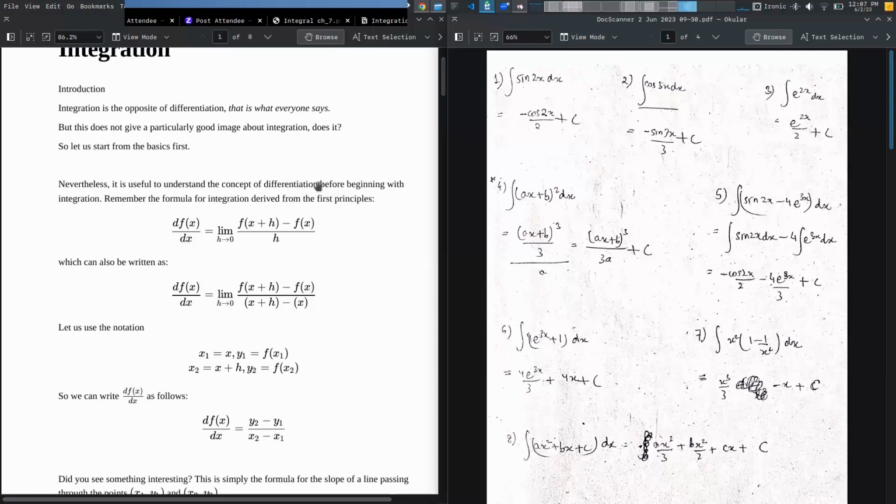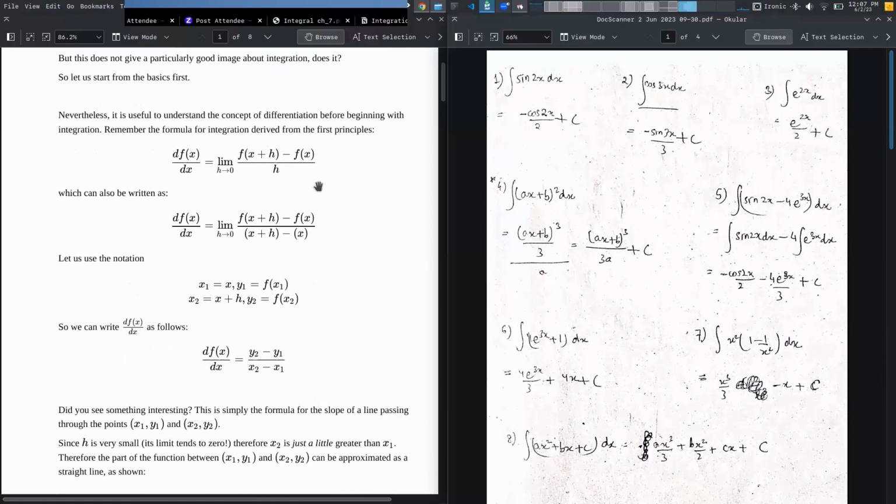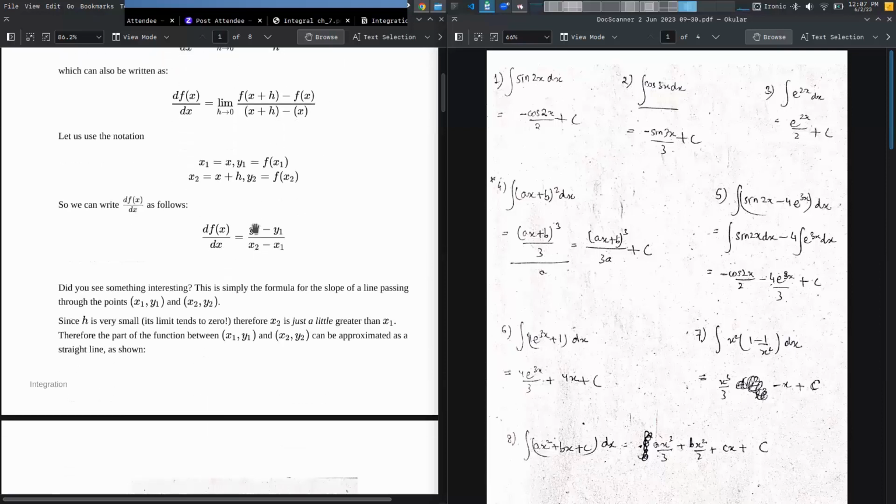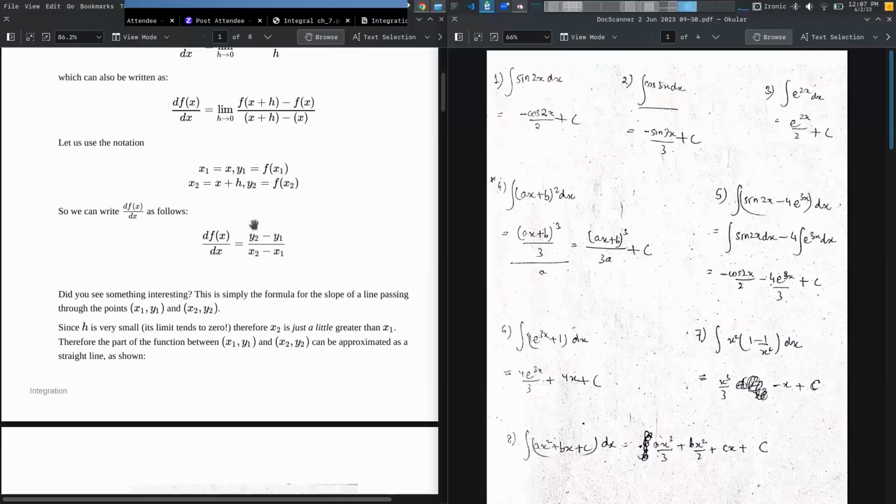So we can write it in this form where we can write the denominator as (x+h) - x, and now we can use the notation like x1 is x and y1 will be f at x1, basically f(x), and x2 will be x plus h and y2 will be f(x+h). So basically you can write the derivative as (y2 - y1) divided by (x2 - x1).